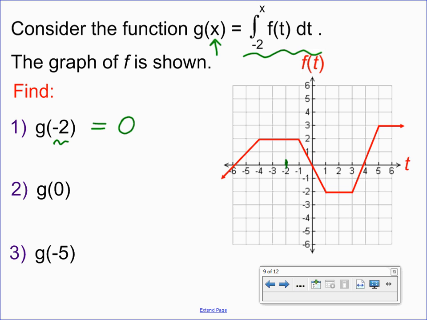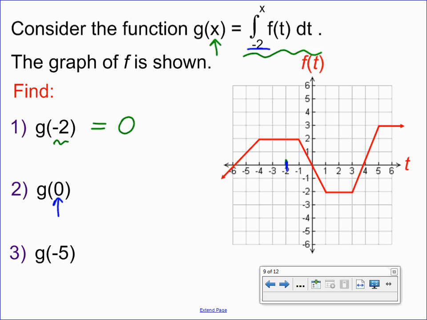Not so with g of 0. For g of 0, I will start at my lower limit, negative 2, and I will scan towards the upper limit, keeping in mind that may be to the left or may be to the right of my lower limit. But as I scan, I'm going to be accumulating area and interpreting this definite integral as the number of units accumulated above minus the number of units accumulated below as I scan from left to right.